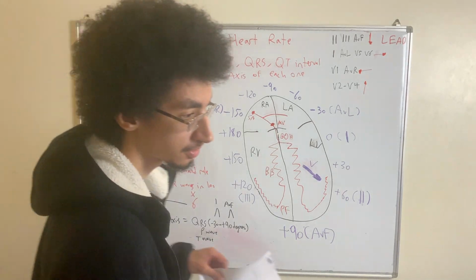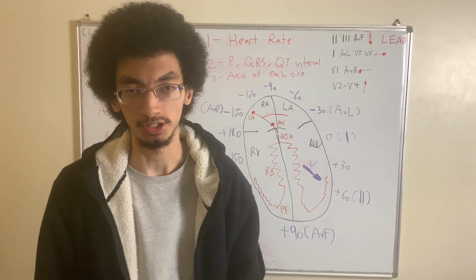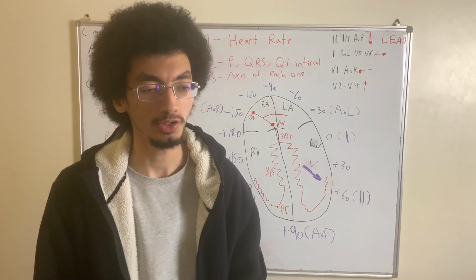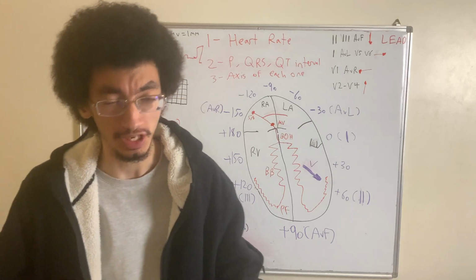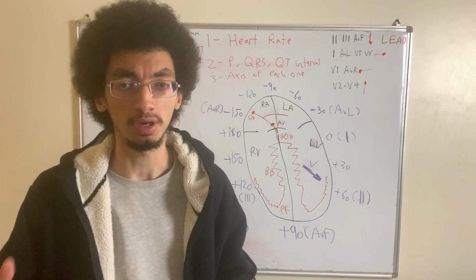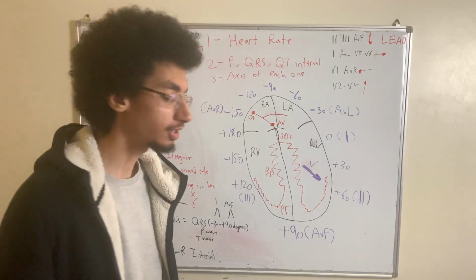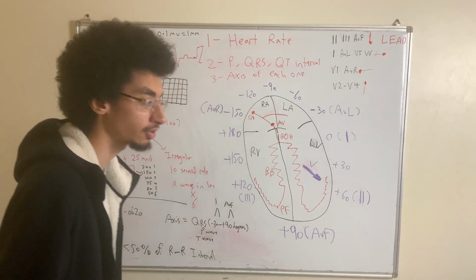All right, so now let's talk about how to develop a search pattern on an EKG. A search pattern means a general, step-by-step process of searching for any abnormalities that can be seen on an EKG paper, okay? So if you want to develop a step-by-step pattern, you want to look for general stuff.